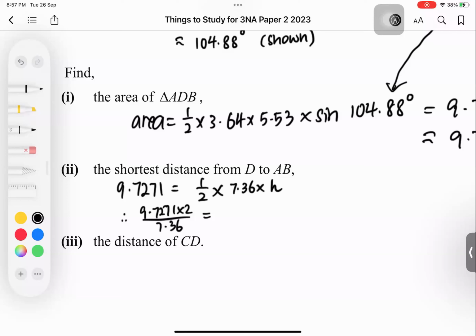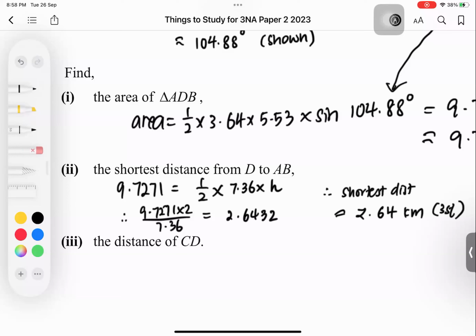Everyone got the answer? Okay, then I will count. Is this your number also? Nobody answered me. 2.64 kilometers. Can? Do you all get something similar to me? Okay, I'm going to continue already.